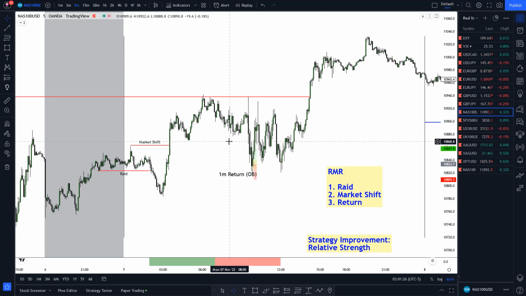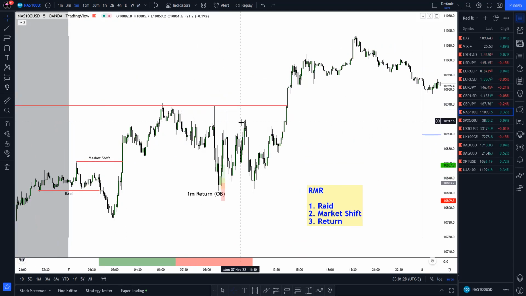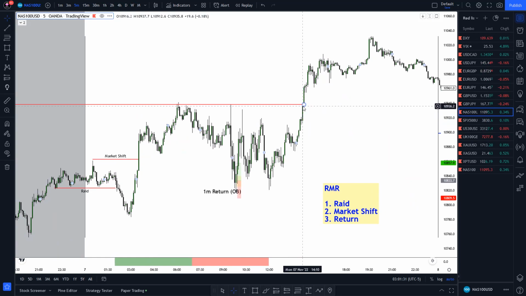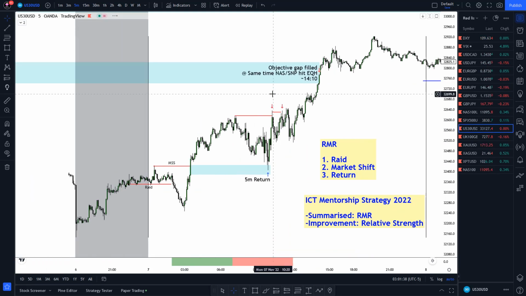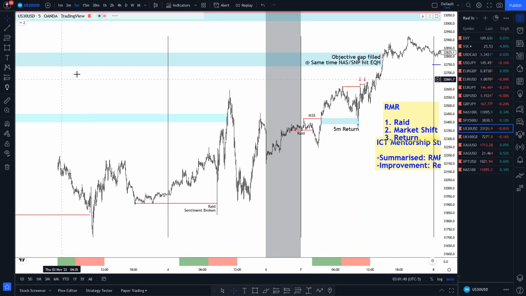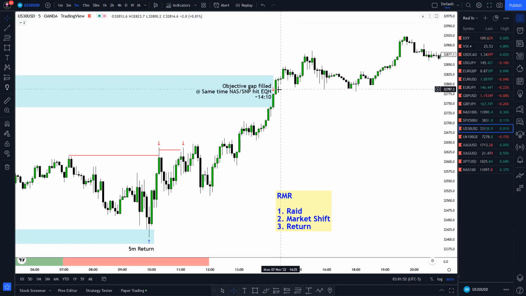And here on the NASDAQ, once again, we've got some relative equal highs. Those highs were also taken around 1410, 1415-ish. And on the Dow, we can see we don't really have those equal highs over there. So this objective here was taken off based on the NASDAQ and the S&P. So you can see it was taken off at 1410.